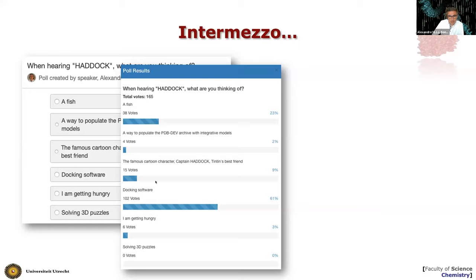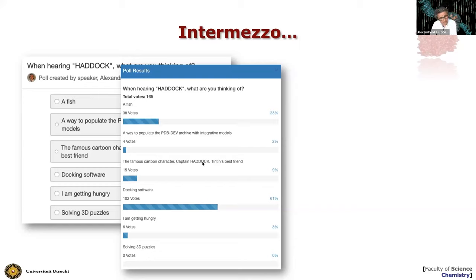Docking software already introduced the topic of docking. So the majority of you went for docking, meaning that we have been doing good PR over the years to brand the name of Haddock. Populating the PDB archive a bit less. And to me, coming from Europe, very few answers knowing Captain Haddock.